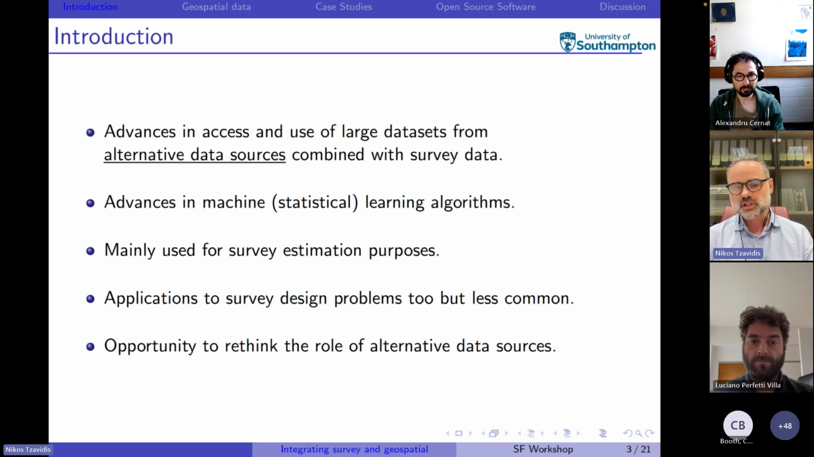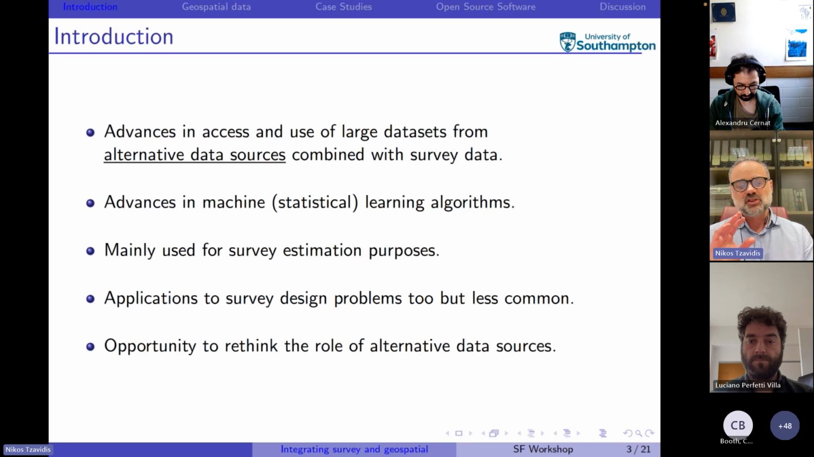That's the first point. The second point, which is not relevant to this presentation, but has become more relevant because of the types and size of data being used in applications, is that there's quite a lot of advancement in the type of algorithms, which we call statistical or machine learning algorithms. But we're going to focus on the first bullet point here, and look at remote sensing data and how they can be used in survey estimation. Up to now this has mainly been used for survey estimation purposes, so basically when we are interested in estimating a quantity of interest, like a total, a mean, or potentially some other more complex statistic like a poverty rate.